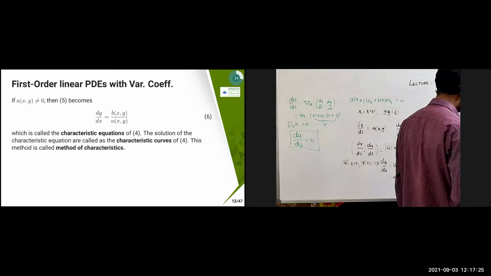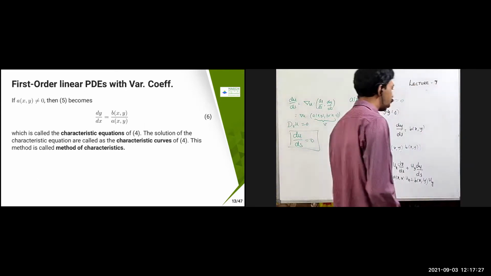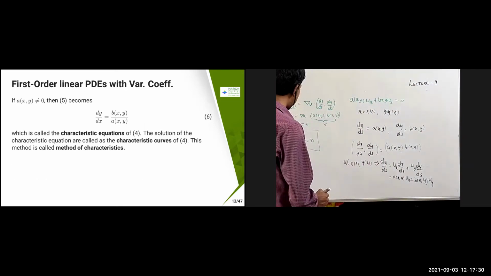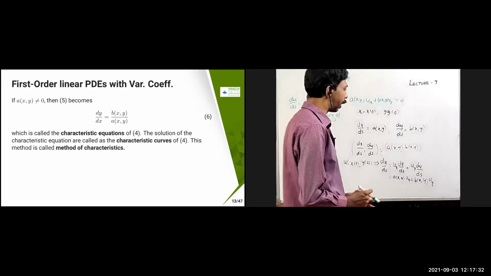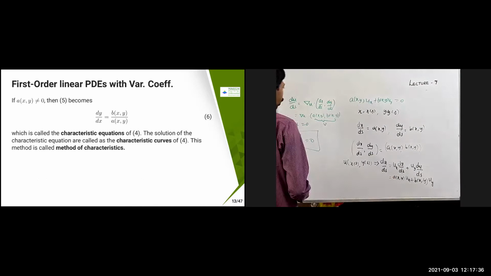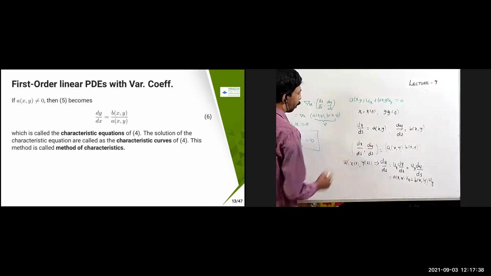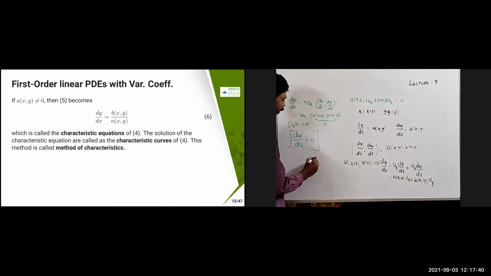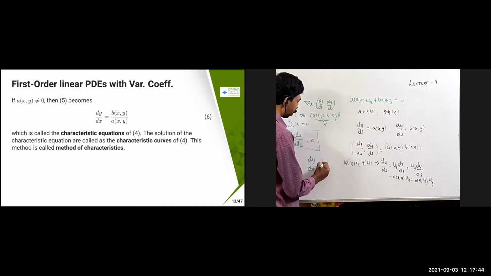Okay, the same thing we are going to use for the quasi-linear PDE also. Suppose a(x,y) is not equal to 0 in this case, then for the same problem I can write dy/dx. What is dy/dx? It is nothing but dy/ds into ds/dx. Okay, dy/dx can be written as dy/ds into ds/dx.